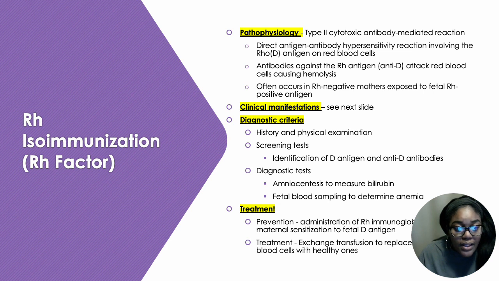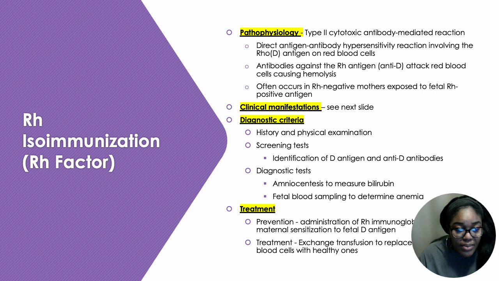So as far as diagnostics, you of course have to have a physical examination by a healthcare provider. You have to have different screening tests that are occurring, so the identification of the D antigen and anti-D antibodies from your laboratory work. And then they'll do amniocentesis to measure your bilirubin, and they'll also do fetal blood sampling.